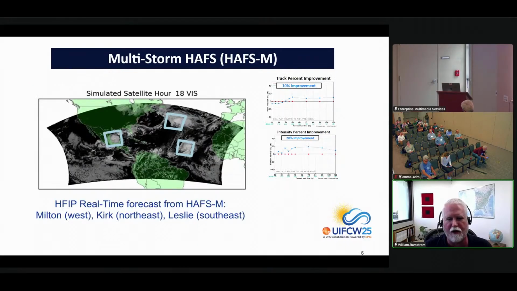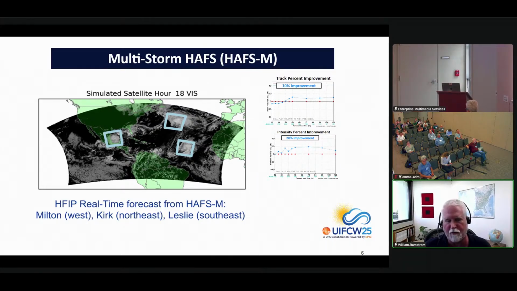What we saw in our real-time parallel experiment last year, when we were running 3 storms in parallel, was about a 10% improvement in track once we got beyond about 36 to 48 hours, so the longer forecast period, and then intensity improvements on the order of 20%. I think this was a combination of factors from capturing the interactions between several storms in the basins. Much of the time during last season, there were several active storms at once.